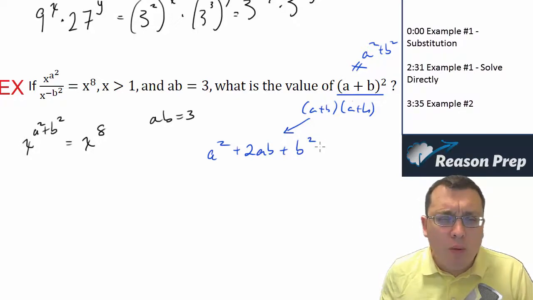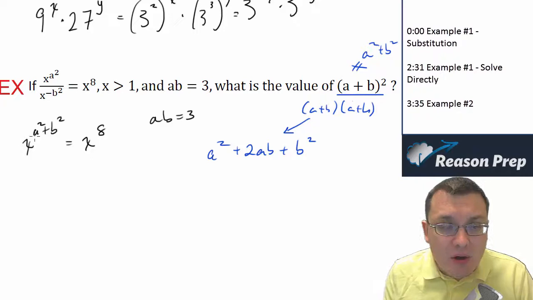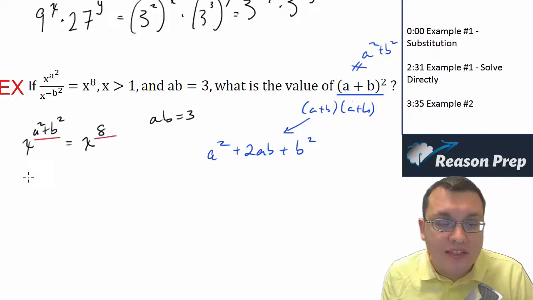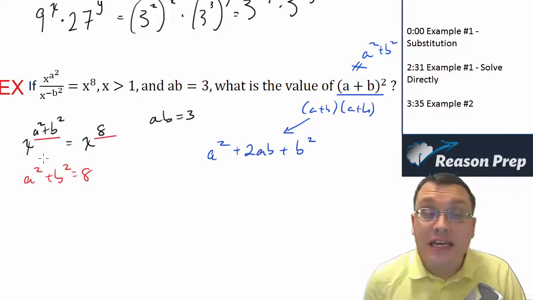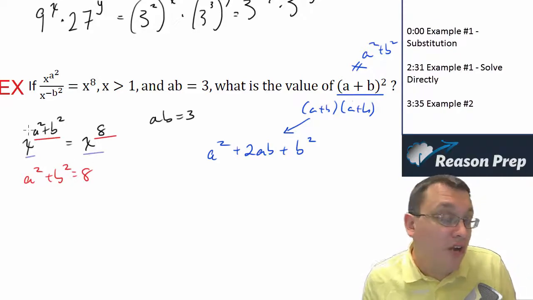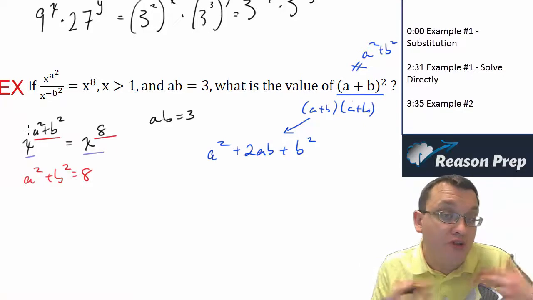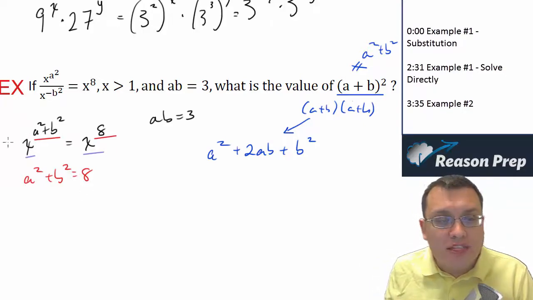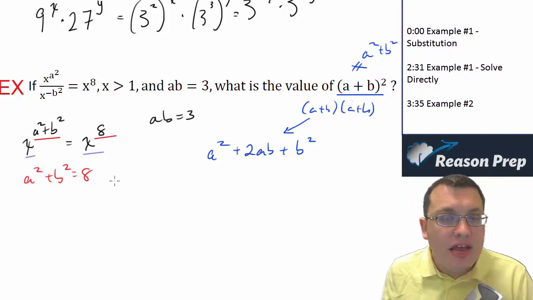So what do we do now? Well, notice if we go back to this bit, we know that a squared plus b squared is going to have to equal 8. Because if these two sides are going to be equal, since the bases are already equal to each other, the exponents are going to have to be equal to each other so that the two sides are equal. So we know that a squared plus b squared equals 8. We know that ab equals 3.